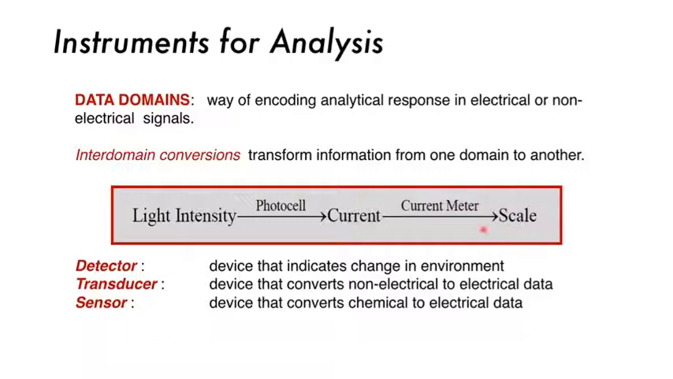So the detector here is a device that indicates change in the environment. In the previous example, this is the absorption of light. The detector is indicating the change in the environment in the sense that the light which comes out of our light source has a particular energy. And then depending on whether or not we put our analyte in the path of that light, it will absorb or not absorb the light.